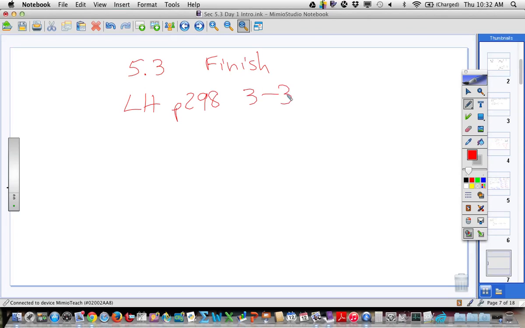Three through 36, multiples of 3. So that's like 12 problems: 3, 6, 9. And that, again, is more just antiderivatives.